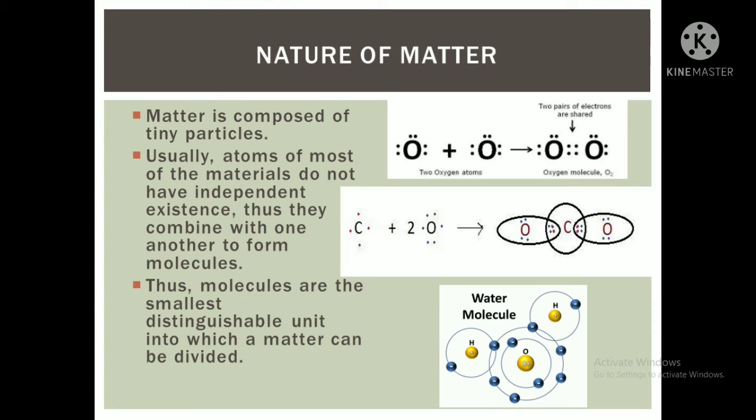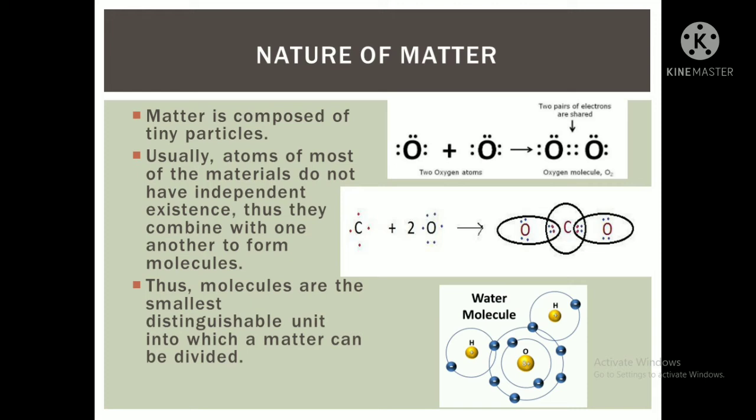In the first diagram, you see two oxygen atoms. One oxygen atom and another oxygen atom together make the oxygen molecule, O2. That oxygen is O2, not only O. O is only one atom, but two oxygen atoms together make O2.